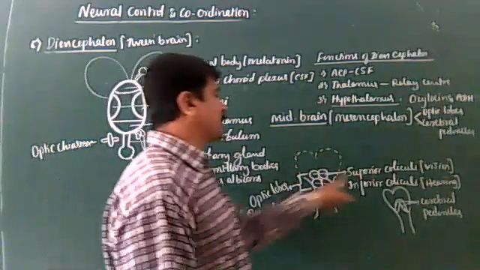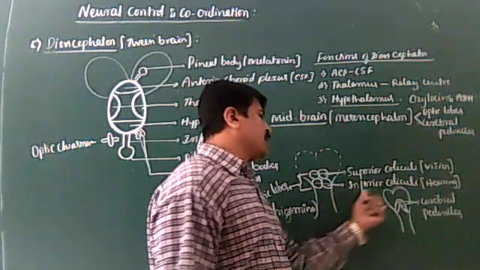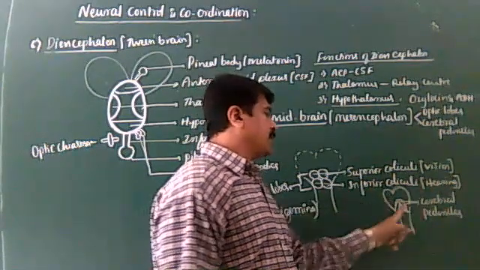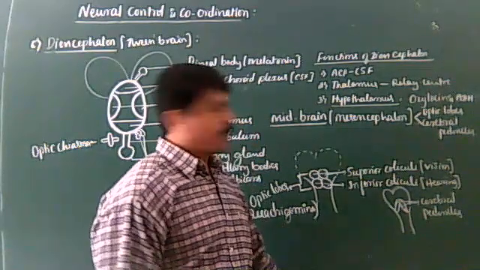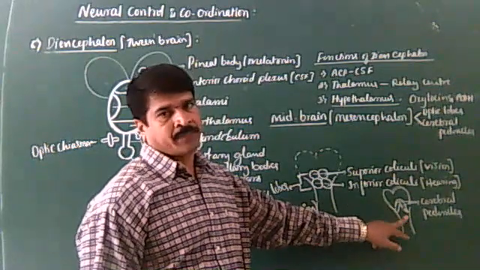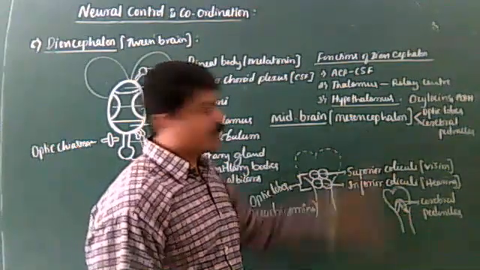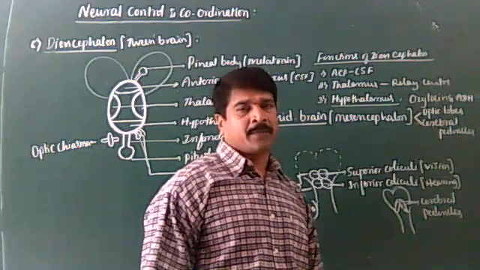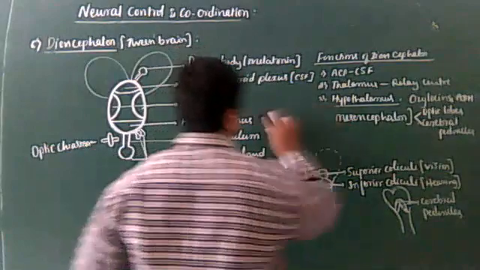The upper two lobes are called superior colliculi, concerned with the visual reflexes. Lower two lobes are called inferior colliculi, concerned with the auditory reflexes. Then cerebral peduncles. These are the paired thick bands of medullated nerve fibers present on the ventral side of the midbrain. They connect cerebrum to the cerebellum. Clear? So with this we have completed the two divisions of the brain, that is forebrain and midbrain. Next we'll go for the hindbrain. Let us see the hindbrain.